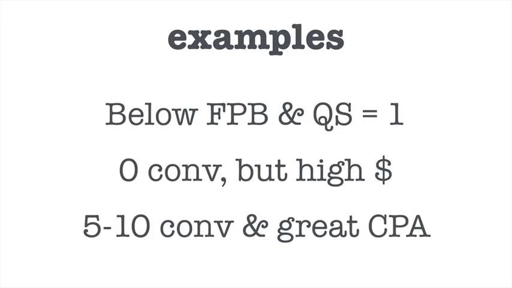A couple of examples of what those rules, what those buckets might be. If we're below first page bid and quality equals 1, then do X. If we have 0 conversions but a high spend, and I'm going to use high here rather than a particular number because it's obviously going to depend on you. If your CPA target is $20, then a high spend might be $40, $50, $100, depending on your risk tolerance and on how long you're prepared to let this run to gather data.